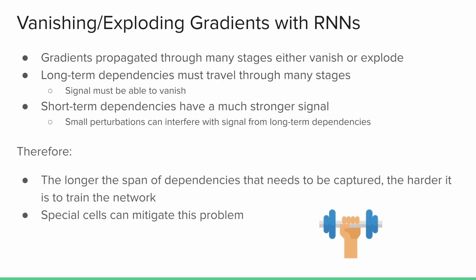So the longer the span of the dependency that we want to capture, the harder it is to actually train such a neural network, because of exactly this problem. But there are special cells that can help us to mitigate this problem that we will talk about a bit later.